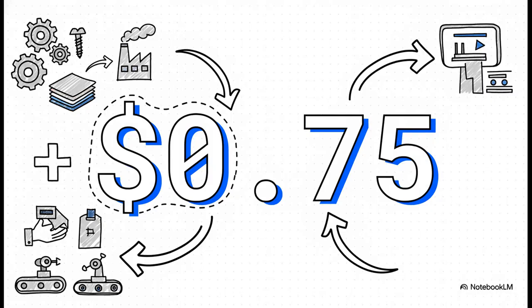So now we have our 2 building blocks. We have the material cost per unit and the conversion cost per unit. To get the total manufacturing cost per equivalent unit, we simply add them together. So that's 50 cents for materials plus 25 cents for conversion, giving us our magic number, 75 cents. This is the total cost for every single fully completed unit of work done in the mixing department.